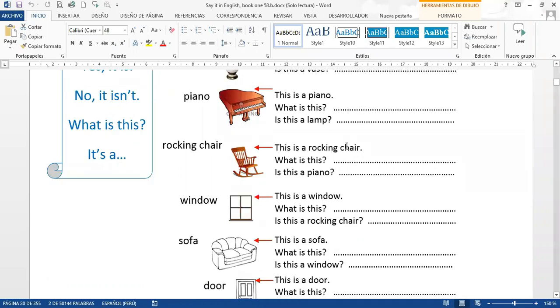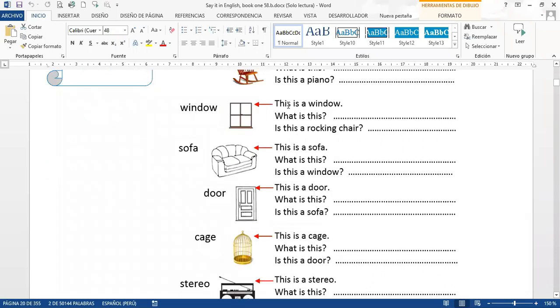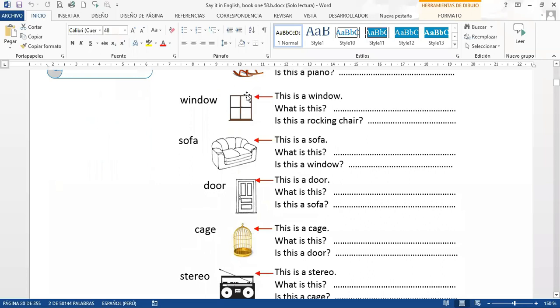This is a rocking chair. What is this? It's a rocking chair. Is this a piano? No, it isn't. It's a rocking chair. This is a window. What is this? It's a window. Is this a rocking chair? No, it isn't. It's a window.